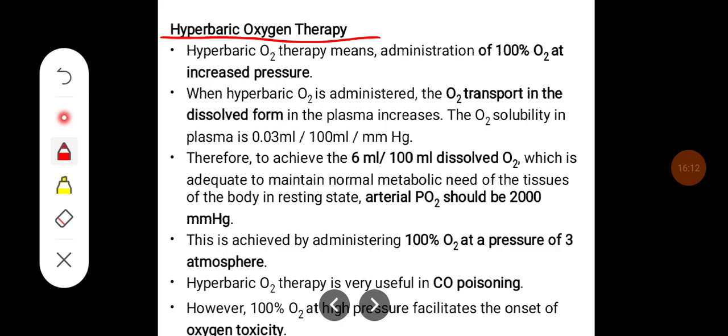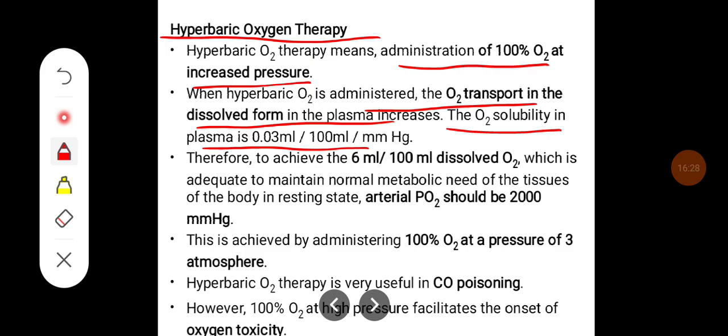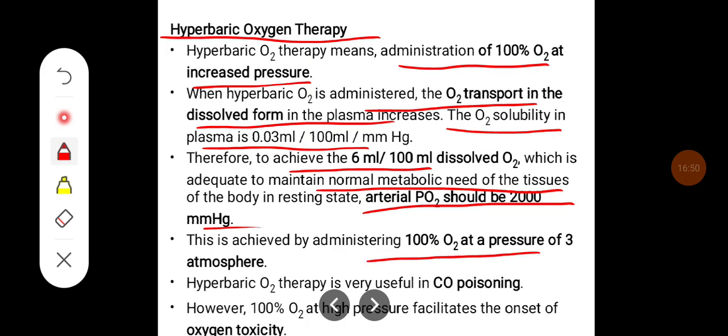Hyperbaric oxygen therapy. The hyperbaric oxygen therapy means administration of 100% of oxygen at increased pressure. When hyperbaric oxygen is administered, the oxygen transport in the dissolved form in the plasma increases. The oxygen solubility in the plasma is 0.003 ml per 100 ml per mmHg. Therefore, to achieve 6 ml per 100 ml dissolved oxygen, which is adequate to maintain normal metabolic need of the tissues of the body in resting stage, the arterial PO2 should be 2000 mmHg. So this is achieved by administering 100% of oxygen at a pressure of 3 atmospheres. Hyperbaric oxygen therapy is very useful in carbon monoxide poisoning. However, 100% oxygen at high pressure facilitates the onset of oxygen toxicity.